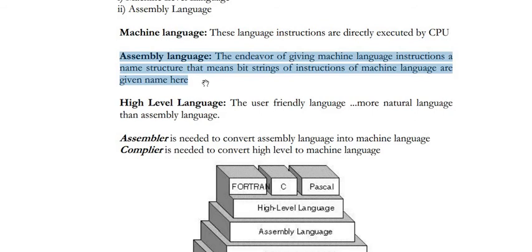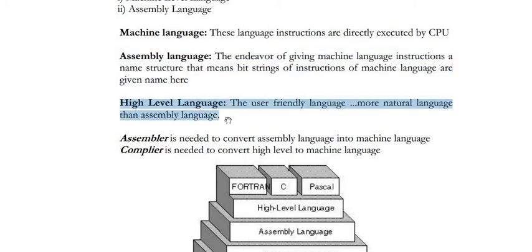Assembly language: the endeavor of giving machine language instructions a name structure, that means bit strings of instructions of machine language are given names here. High-level language: the user-friendly language, more natural than assembly language.